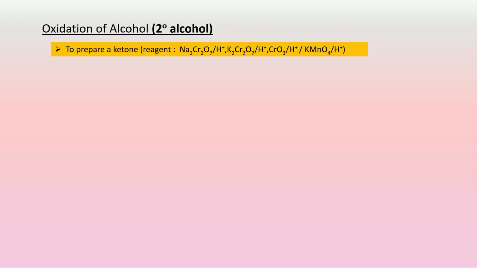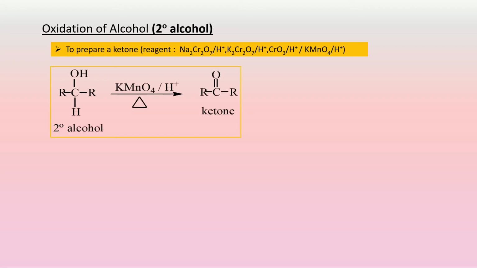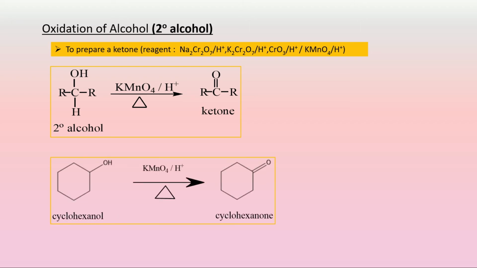Oxidation of secondary alcohols. Secondary alcohols can be oxidized to ketone by using strong oxidizing agent such as hot acidified sodium dichromate solution, potassium dichromate solution, chromic acid, or potassium permanganate solution. In the reaction, the carbon that attached to hydroxyl group OH will be converted to carbonyl group. For example, cyclohexanol can be oxidized to cyclohexanone.